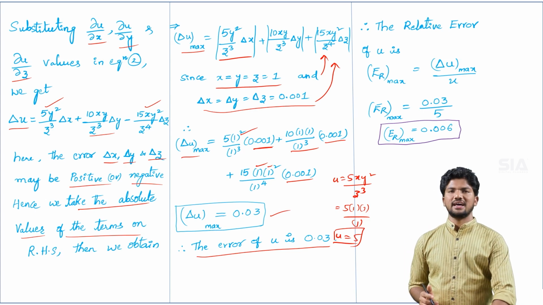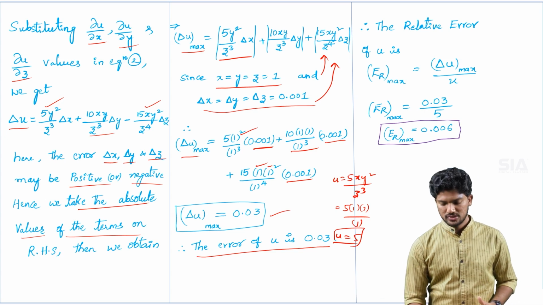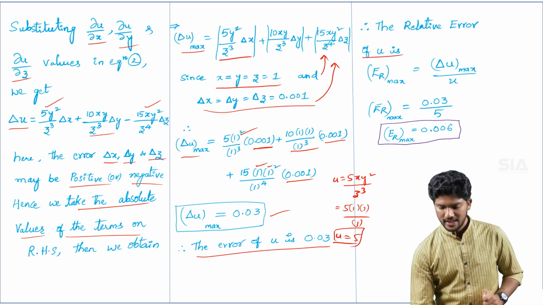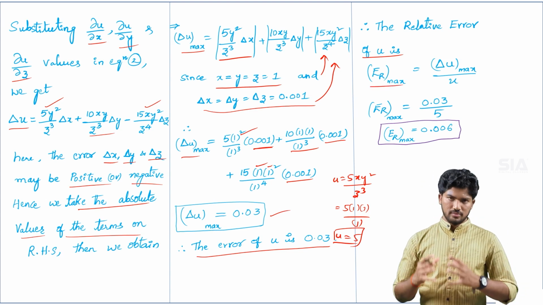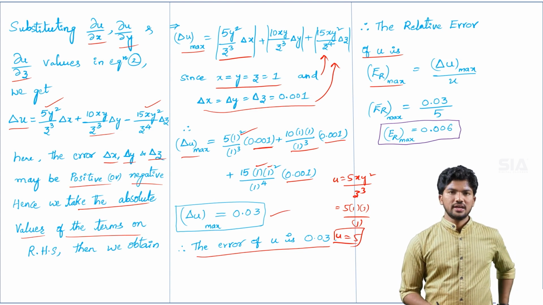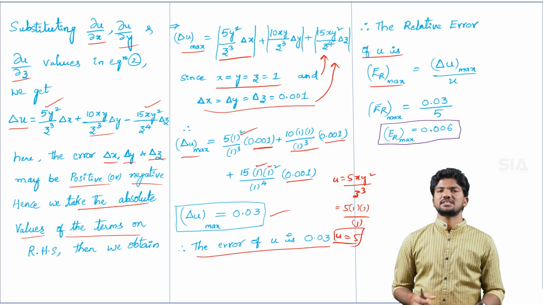So after finding the error of the given function, now directly you can apply the relative error. So the relative error of u is given as e suffix r maximum is equal to delta u of maximum by u. సో ఇక్కడ మీకు ఒక డౌట్ రావచ్చు. ఓకే, సో రిలేటివ్ ఎర్రర్ ని ఫైండ్ అవుట్ చేసేటప్పుడు ఈ ప్రాసెస్ అంతా ఎందుకు చేయాలి?